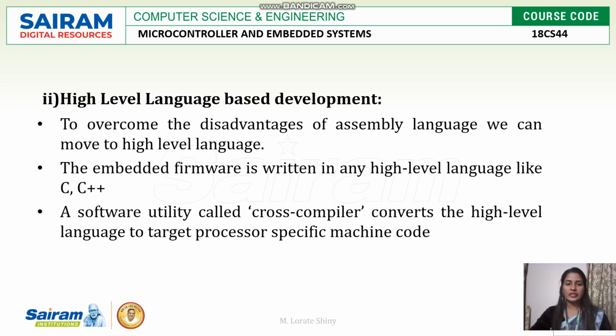High level language based development. So we have seen many disadvantages in assembly language, no? To overcome the disadvantages of assembly language, we can move to a high level language. We can use any language like C or C++. The program written in a high-level language also must be converted into machine code. For that, we can use a cross compiler. So this cross compiler converts a high-level language into machine code.